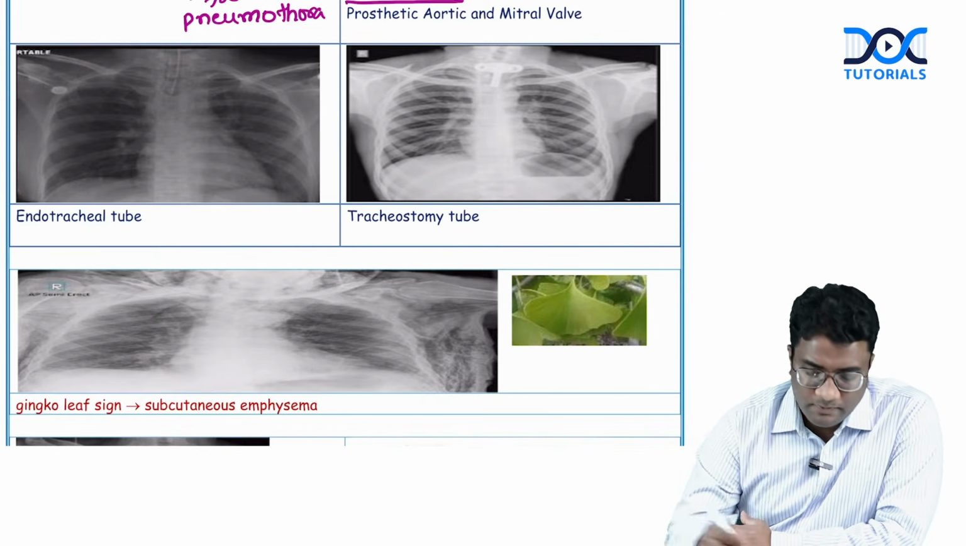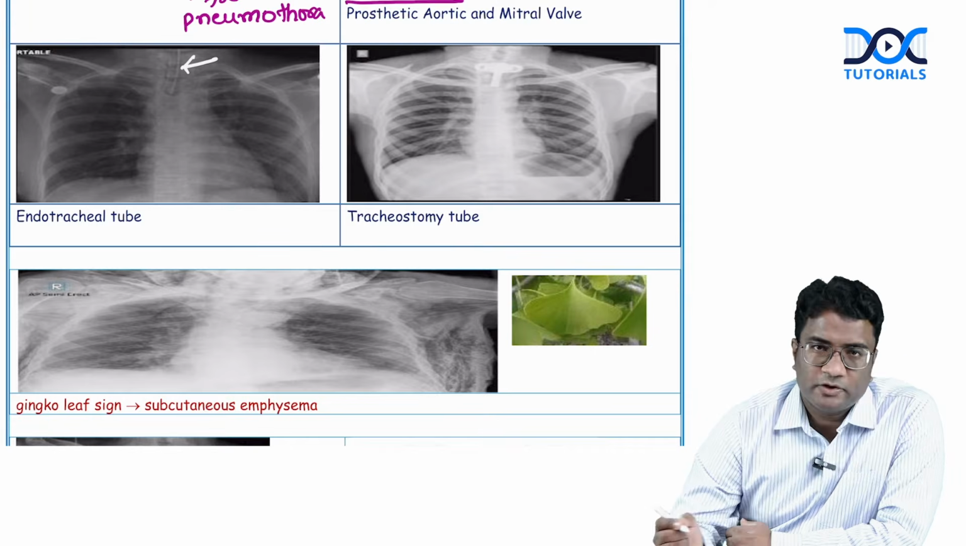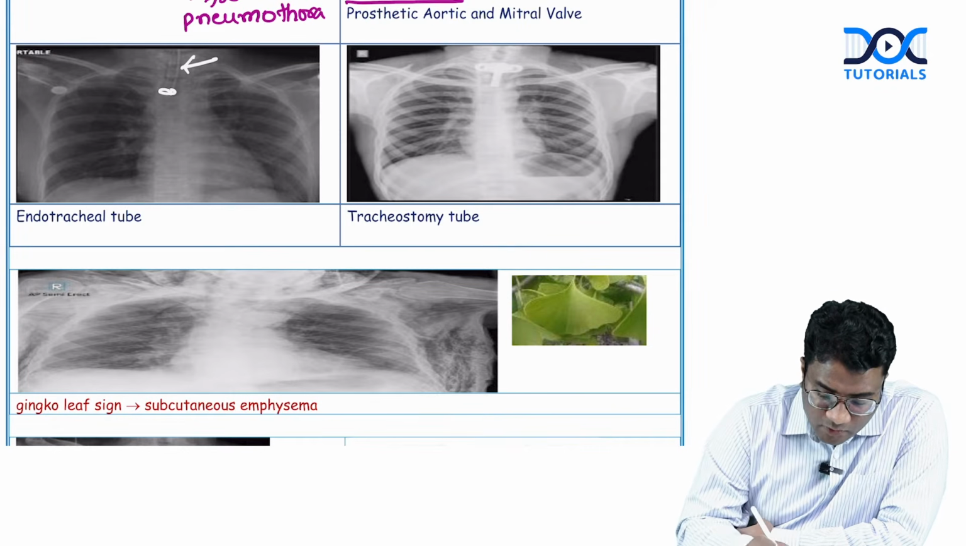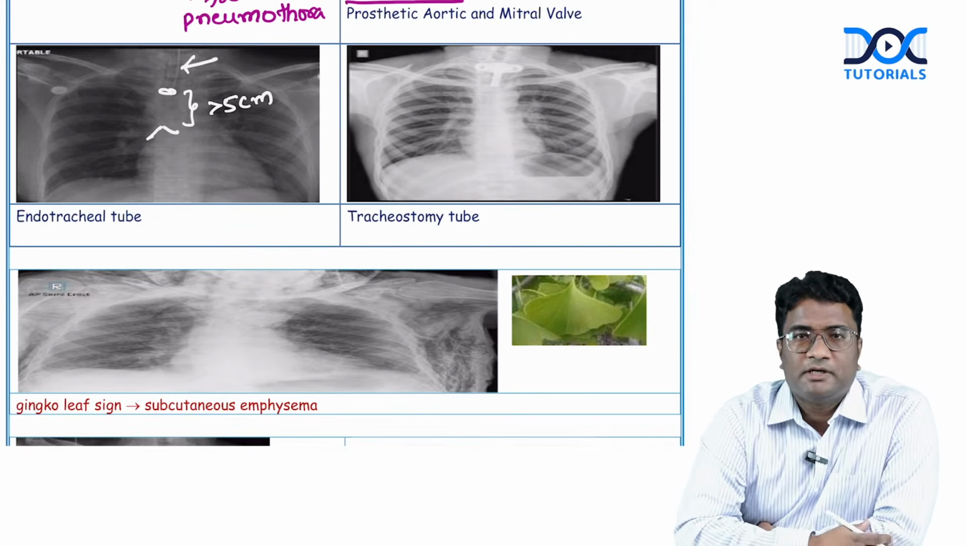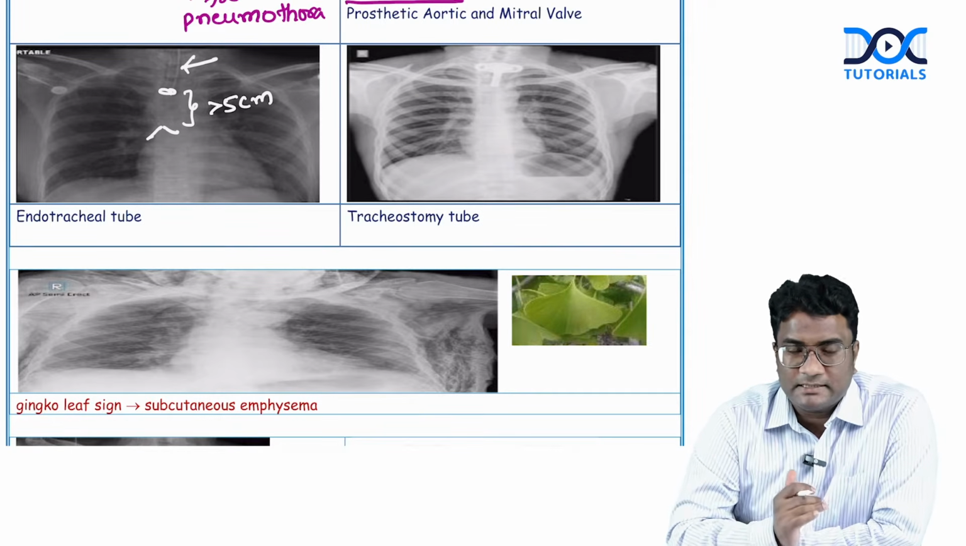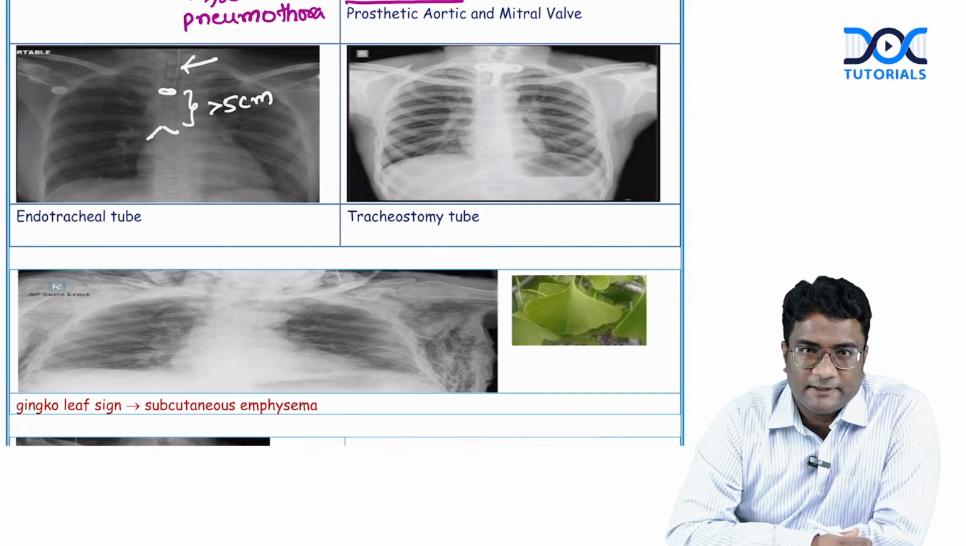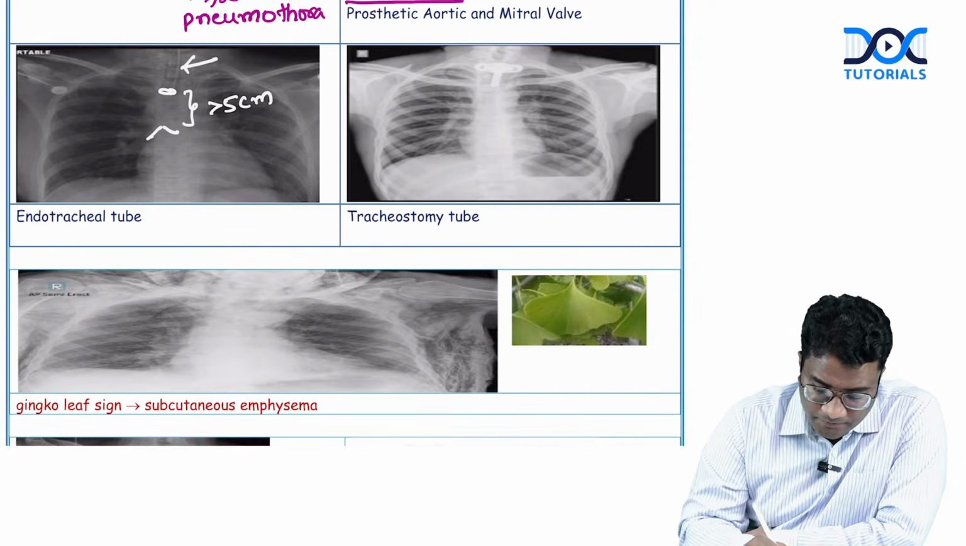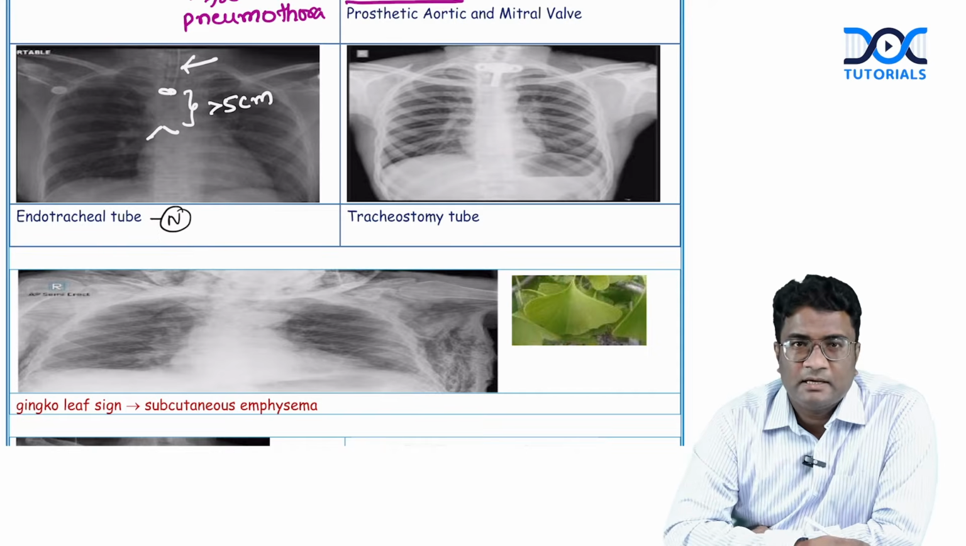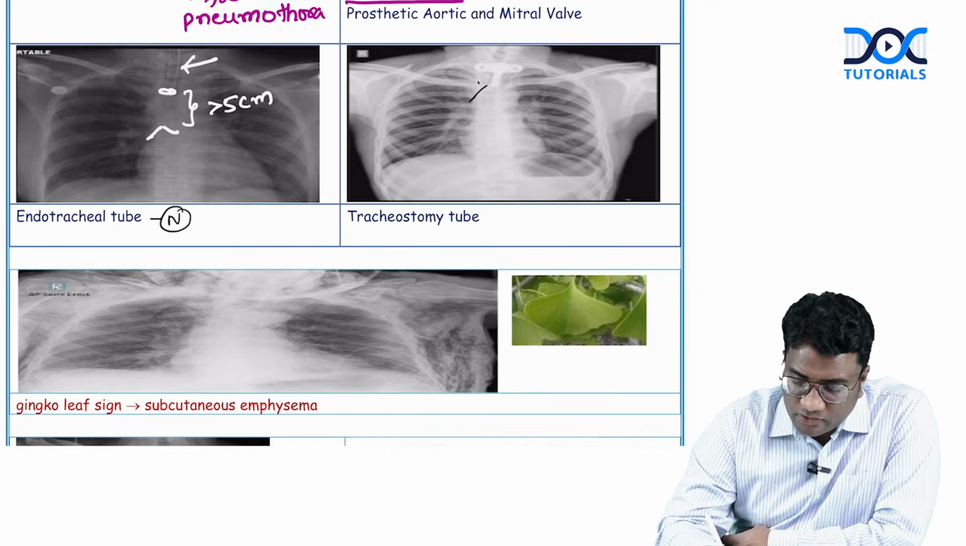And look at this tube. This is your endotracheal tube. The tip of the endotracheal tube, to aerate both the lungs, is more than 5 centimeters above the carina. This is a normal endotracheal tube. And this is the tracheostomy tube that you have.